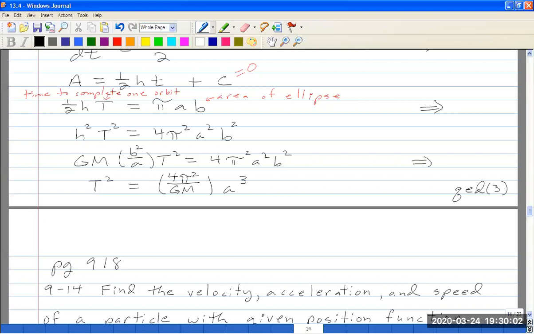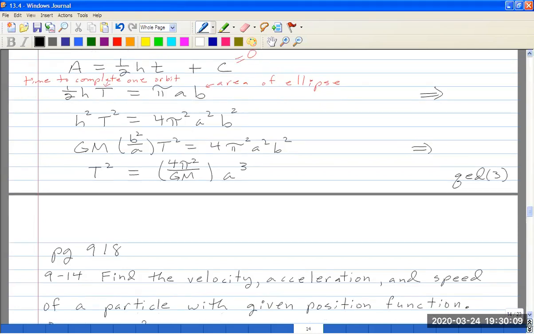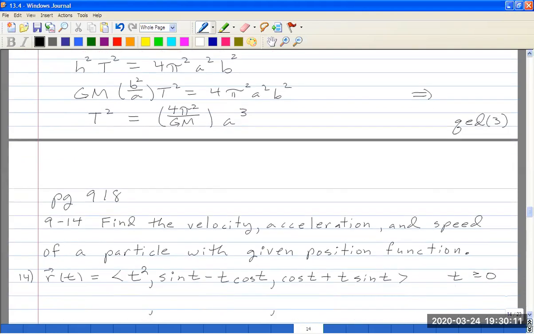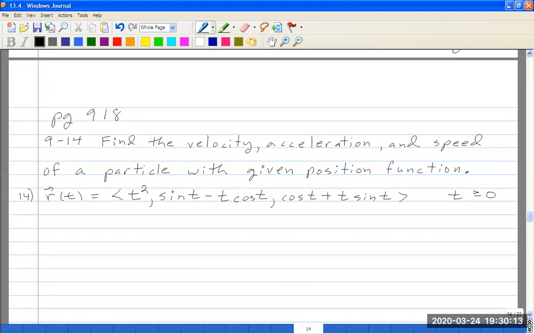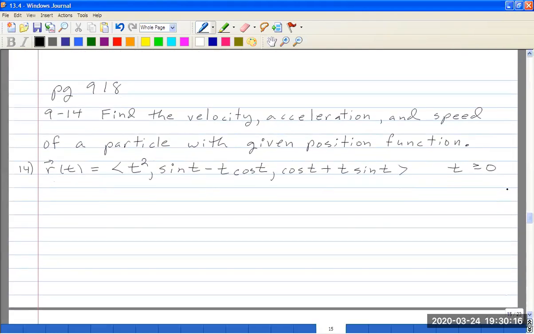Okay, let's do some examples. On page 918, in problems 9 through 14, find the velocity, acceleration, and speed of a particle with a given position function. So r is t squared, comma, sine t minus t cosine t, comma, cosine t plus t sine t, and this is for t greater than or equal to 0.